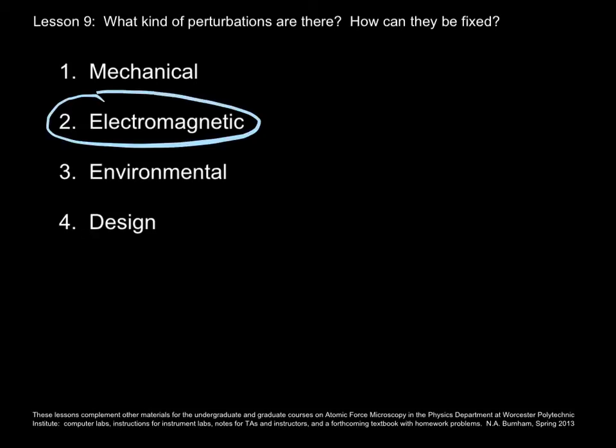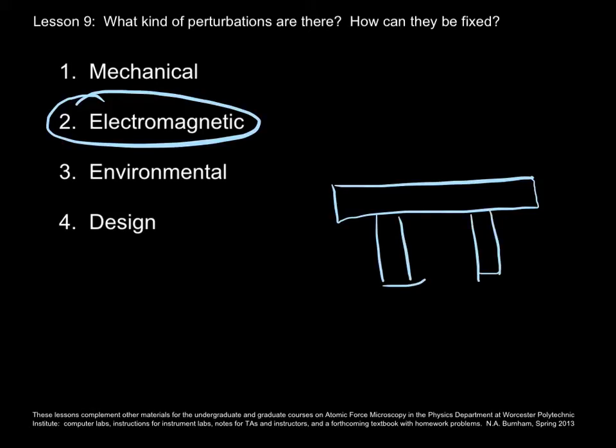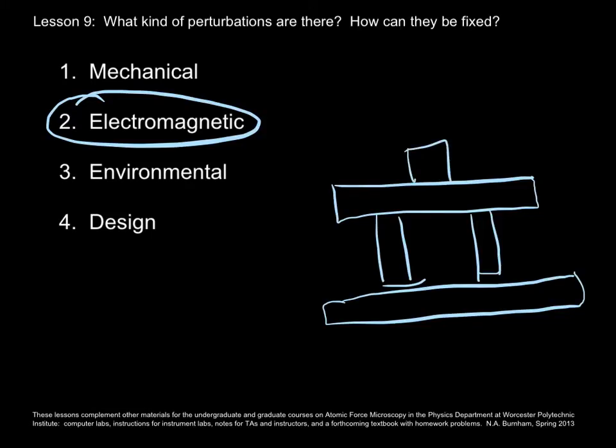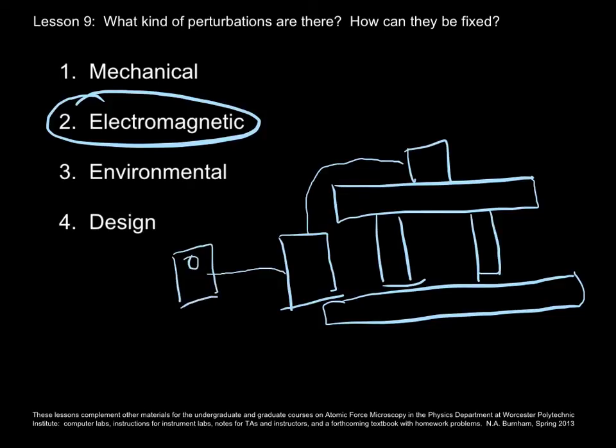Electromagnetic. Here's your air table on a vibrationally isolating slab in a basement. Here's your AFM. Here are your lines between your instrument head and electronics. And here's your line to the power outlet on the wall.